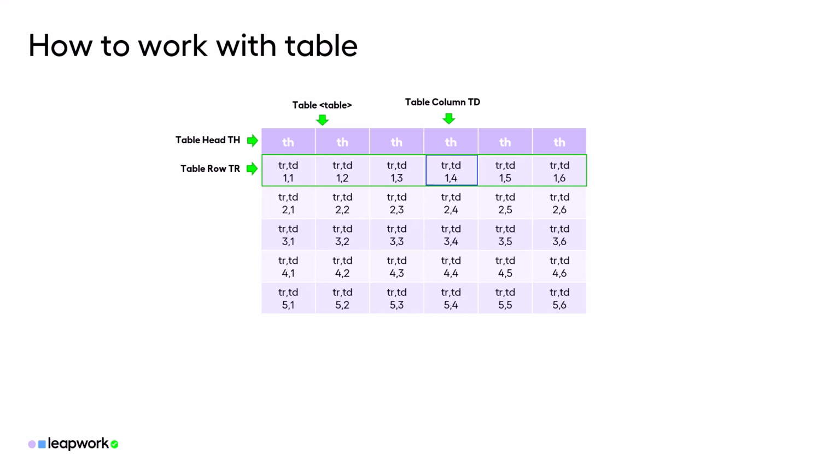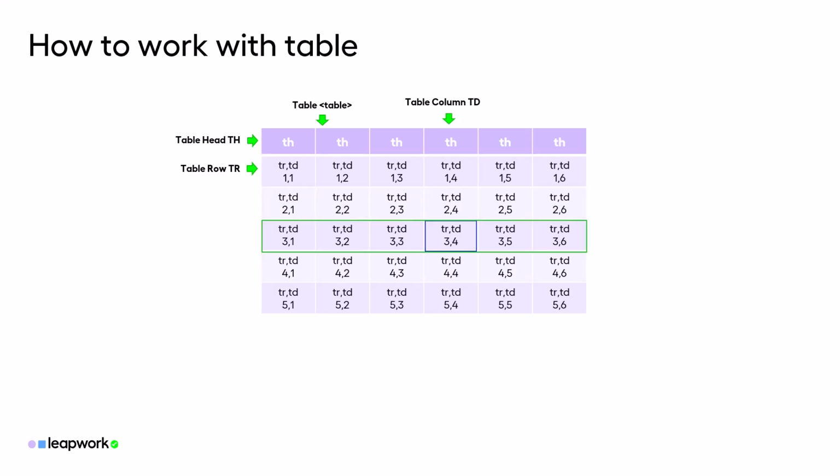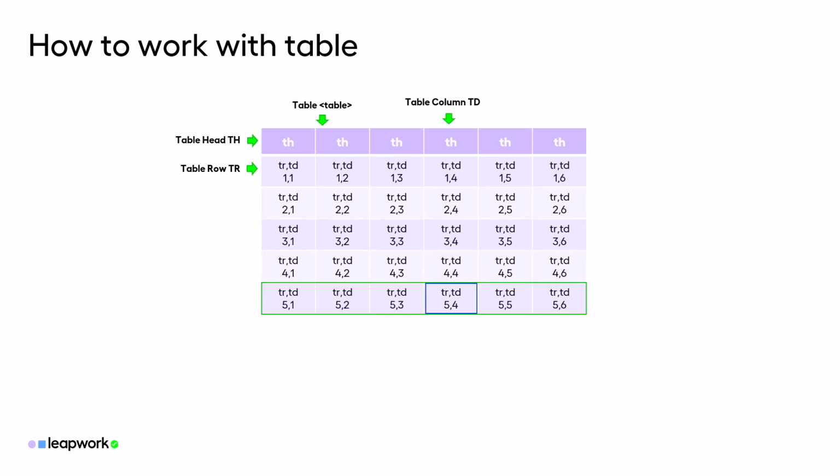Once you have a specific row and column, you can iterate over each row and select the desired column in the table. This allows you to access and retrieve the data from each row individually. Now, let's return to Leapwork and try extracting data from a table using the Leapwork flow.